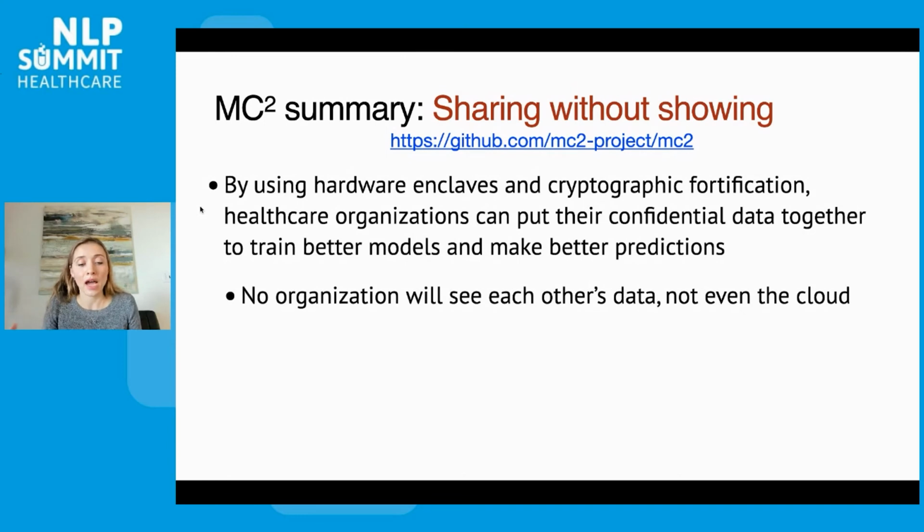And I explained at a high level how the technology works. The idea is that we combine hardware enclaves and cryptographic fortification, which enables healthcare organizations to put together their confidential data to train better models and make better predictions. And in the process, no organization can see each other's data, and not even the cloud. So it really is sharing without showing.